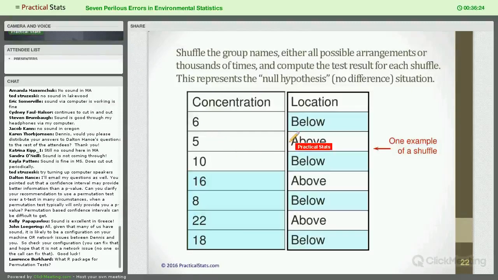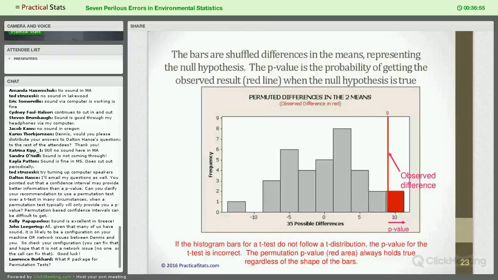So that would be the value of 5, the value of 16, and the value of 22. Those 3 values together, compute their mean. That would be the mean of the above group. And then the data now assigned to the below group would be 6, 10, 8, and 18. We'd compute that mean. And that would be one random permutation, one shuffle, that, if the null hypothesis were true, is equally likely to the one that we observed.